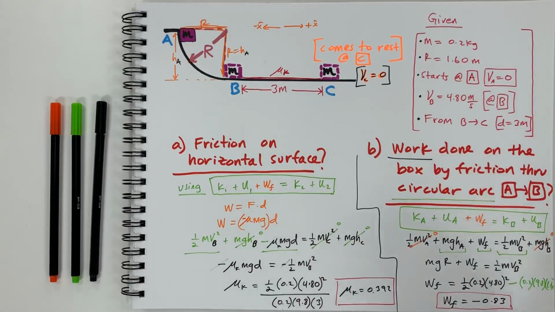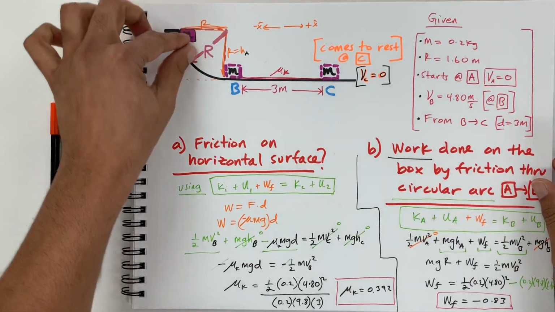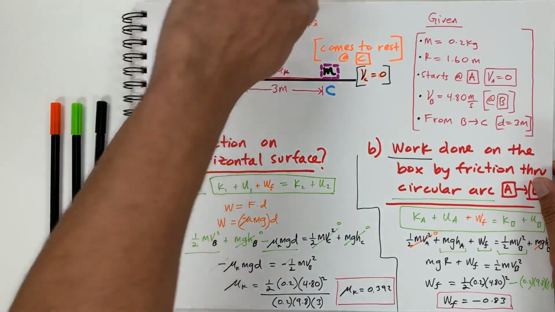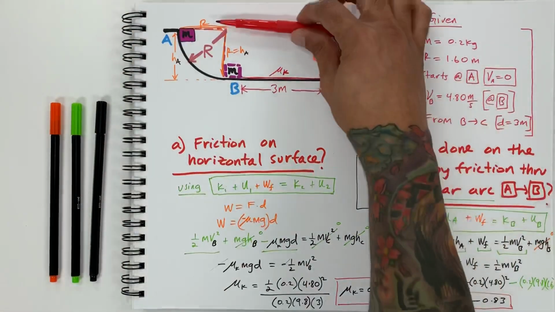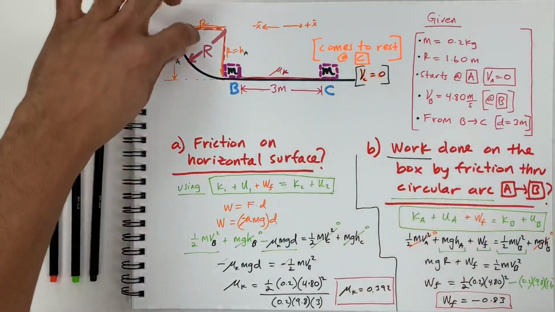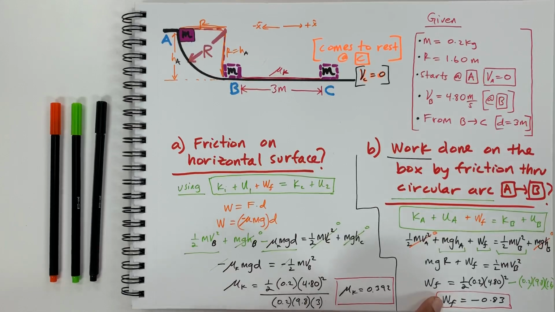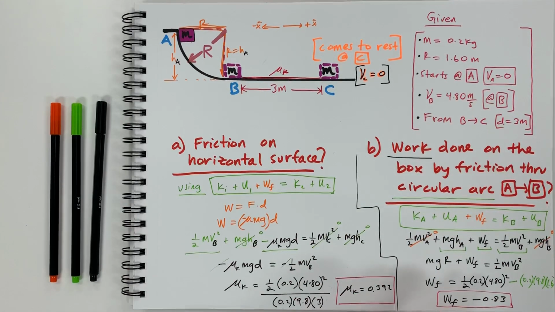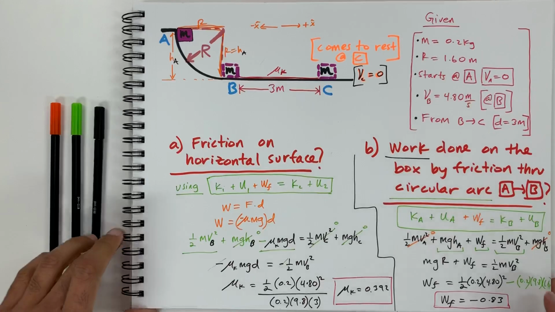Okay. So it makes sense because the work done on the box by friction is going downward, which is, you know, positive, and friction is going to be towards the left, or in this case up the ramp. And so it makes sense that the work done by the box or done by friction to the box is negative. Okay, so that's how we find that.